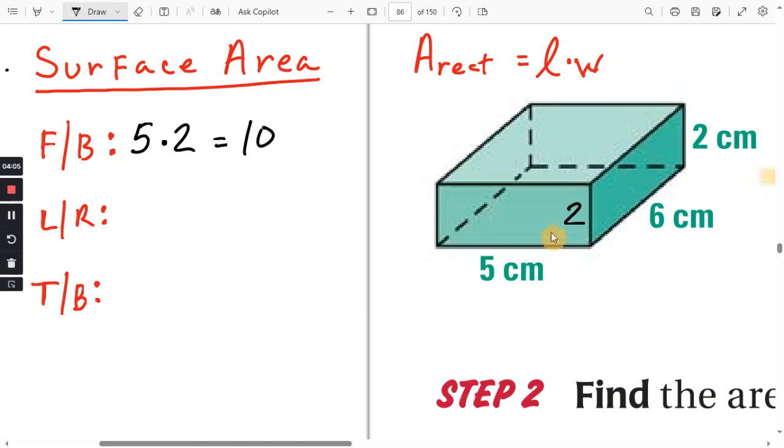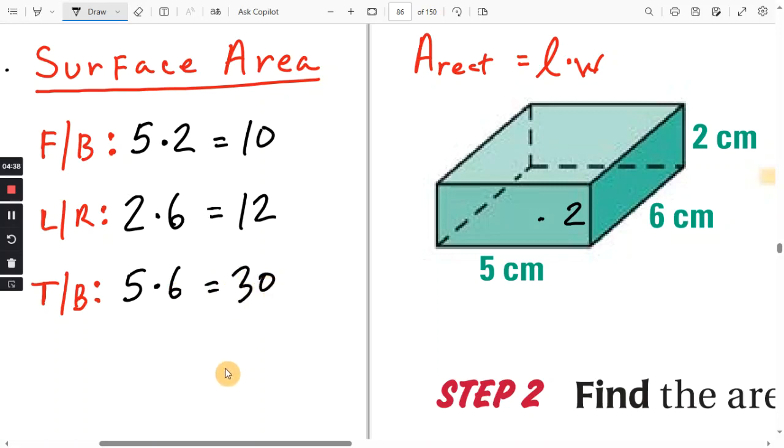For the left and right, let's look at the one on the right. Right here, it's going to be 2 times 6, and that's just 12. And finally, for the top and bottom, let's look at the bottom right here. We have 5 times 6. Again, we're just doing length times width. 5 times 6, and that's 30.